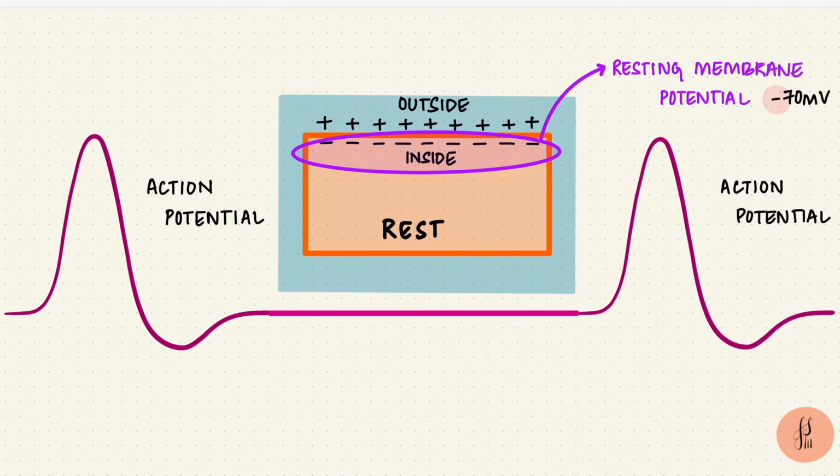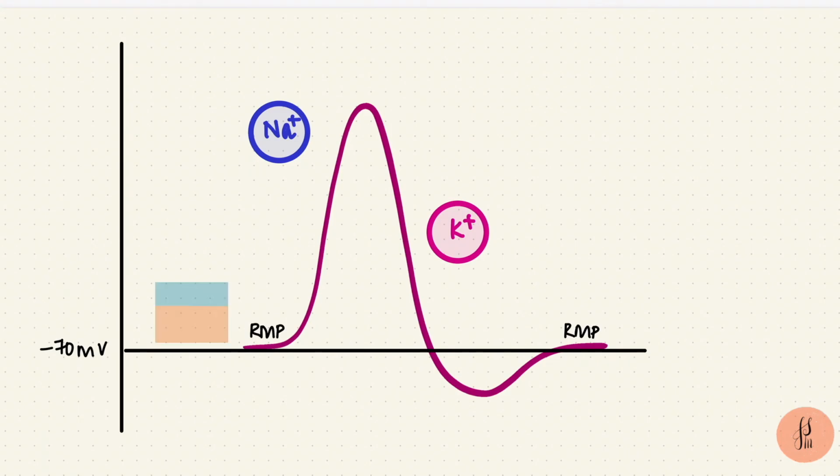Now, we saw at rest the inside is more negative than the outside, and remember this is happening just at the membrane. The overall compartments maintain that bulk electroneutrality. So the membrane at rest is polarized. Let's take a small portion of the membrane. The orange is inside the cell and the blue is outside. And at rest, the membrane is polarized.